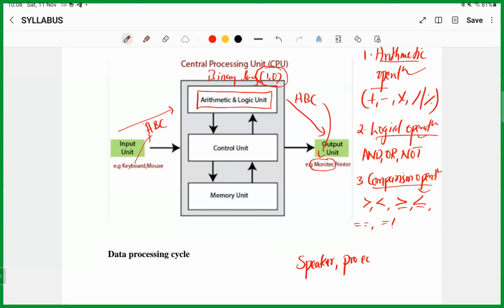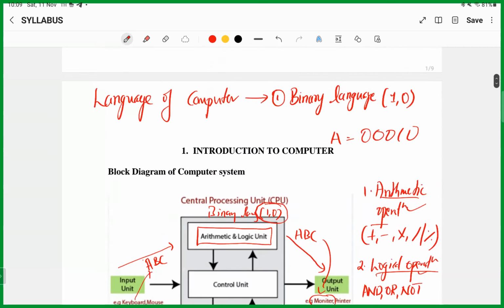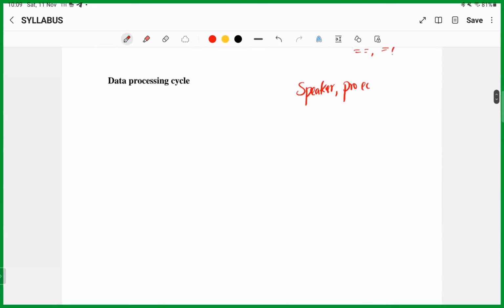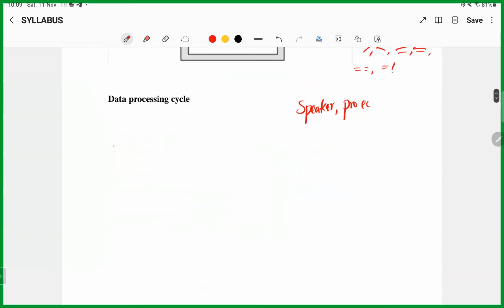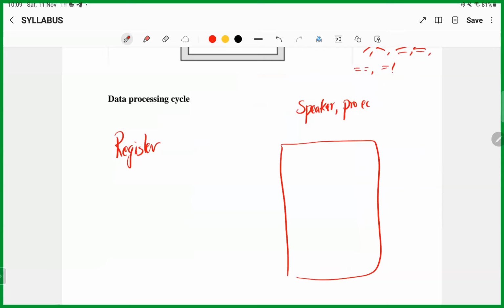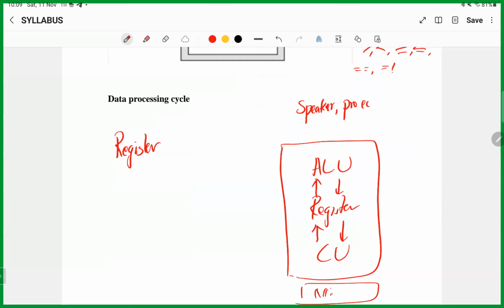Let us move to the next one. I told the most important one. I had drawn the diagram, but I have erased it. The next one is register. Okay, this is the diagram basically. ALU, register, control unit. This is how the information exchange happens. We have memory below, output, input. Henceforth I'll be using these two terms, IP and OP. IP means input, OP means output.